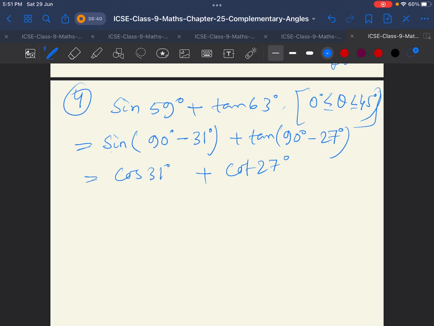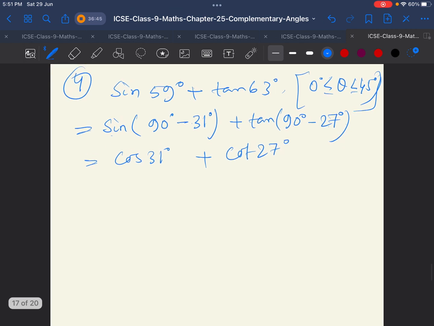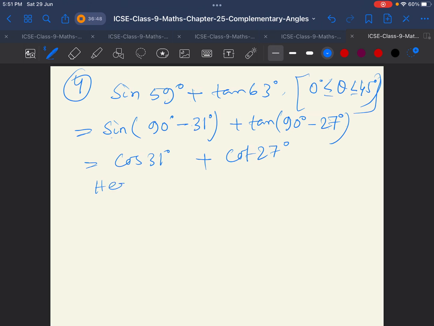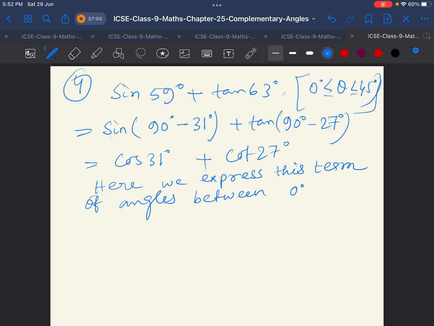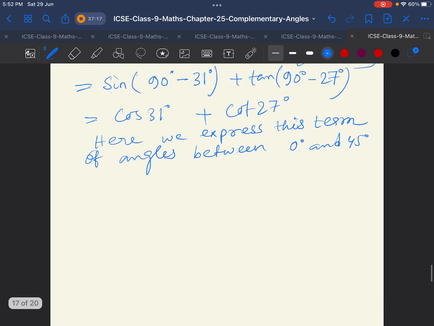So this range lies between 0 to 45. Here we express this term in angles between 0 degree and 45 degree.